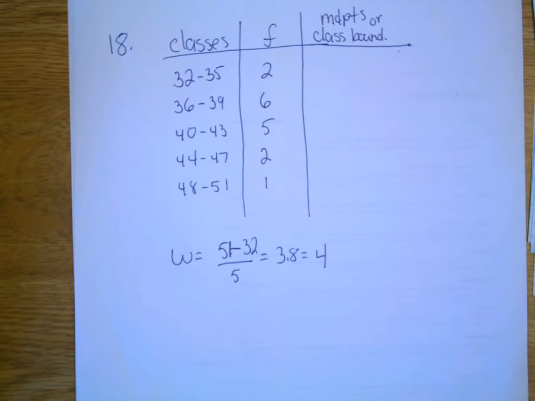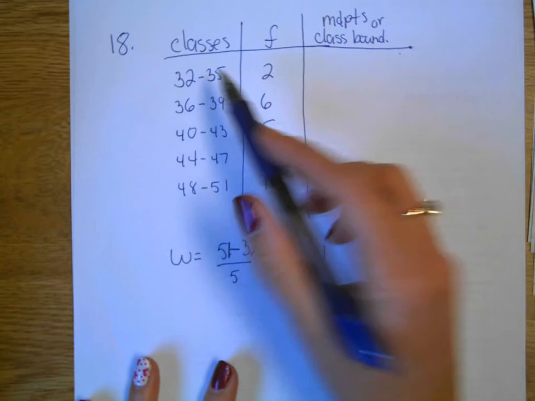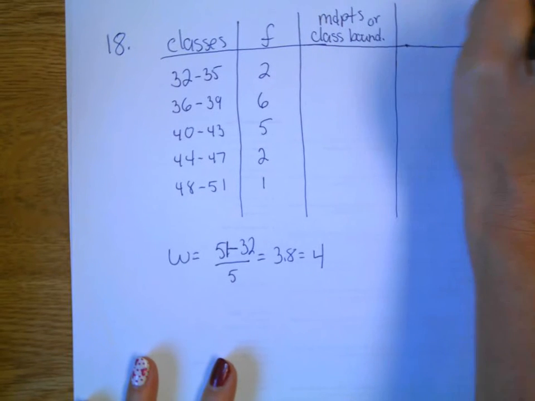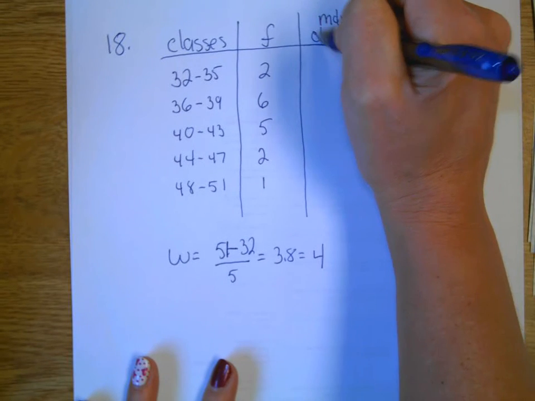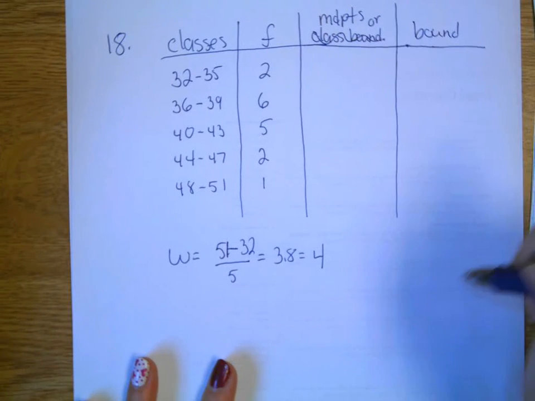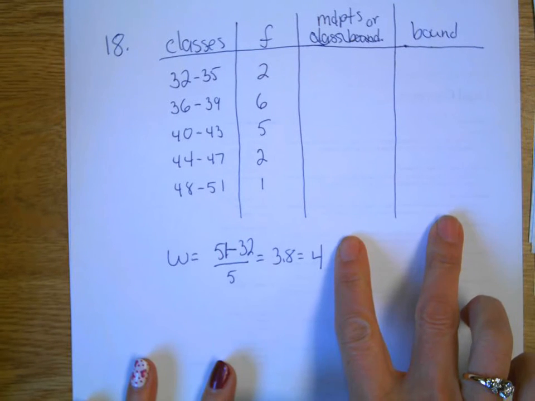Okay, and now it's up to you. Do you want midpoints or boundaries? Midpoint. Okay, if you want midpoint, you're going to average. What's in the middle of 32 and 35? I'll do both, but you only need one of these columns now. Whichever one you like to use. I'll do midpoints here and boundaries over here. You pick which one you want to use. I don't care. You do not need both of these columns.